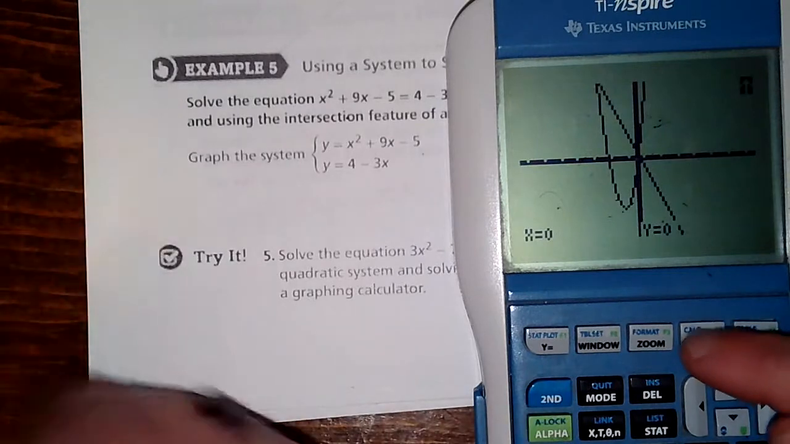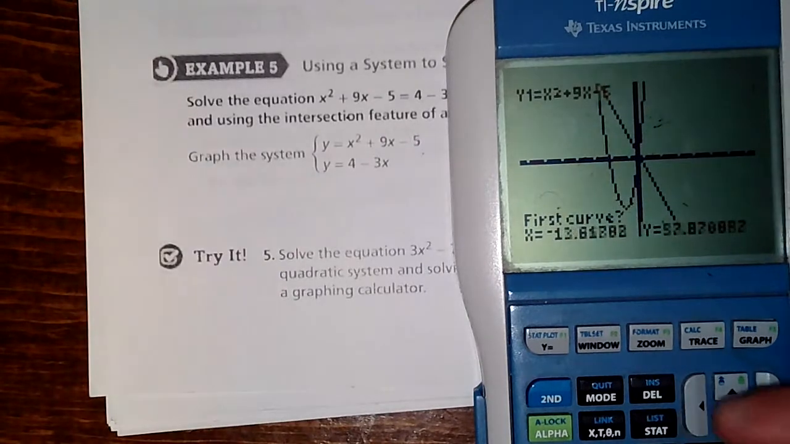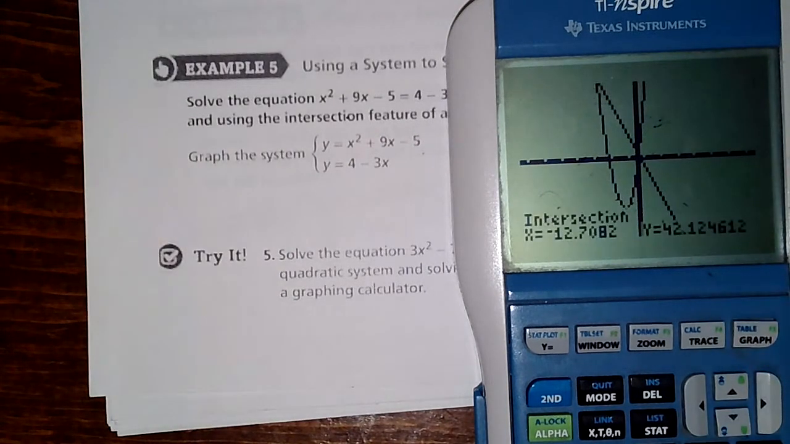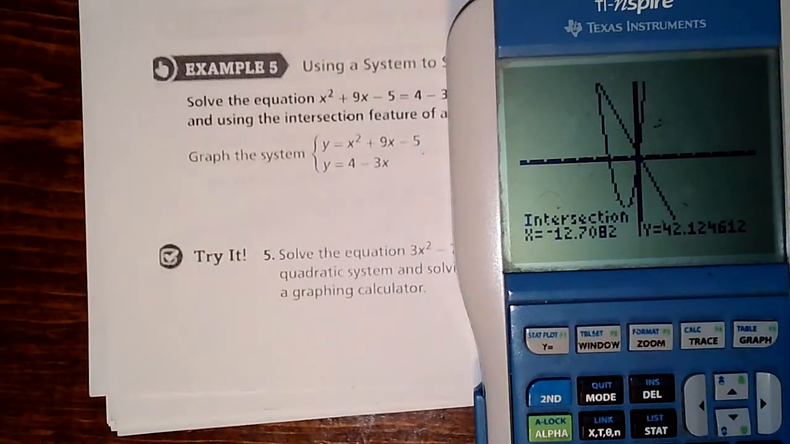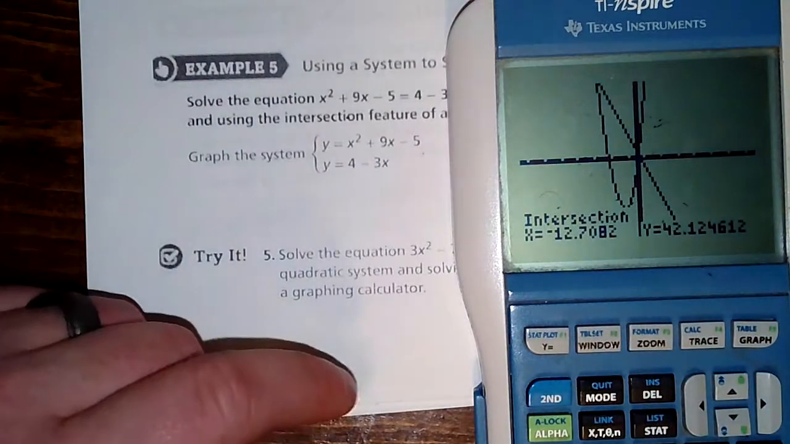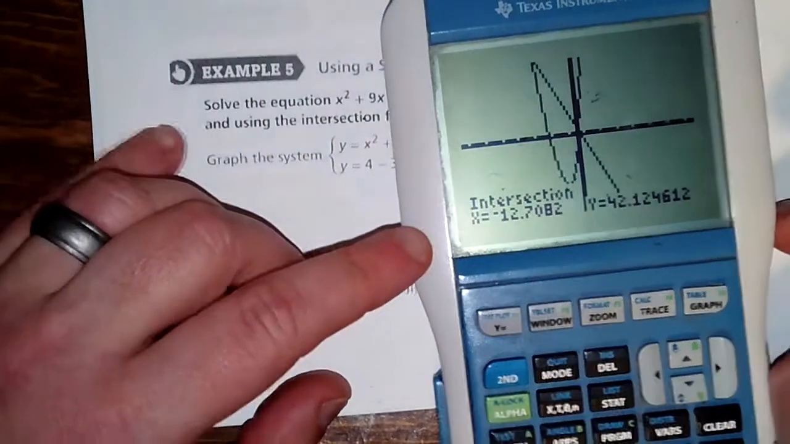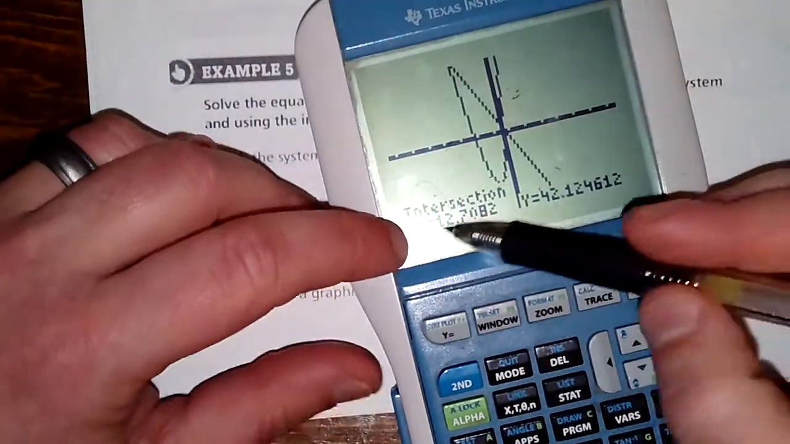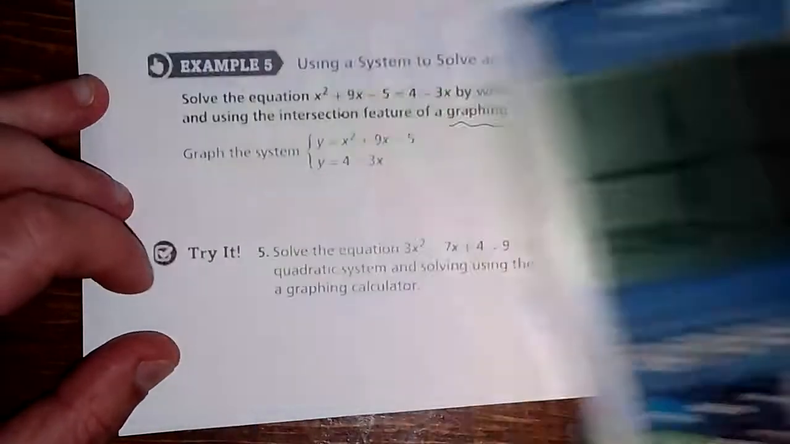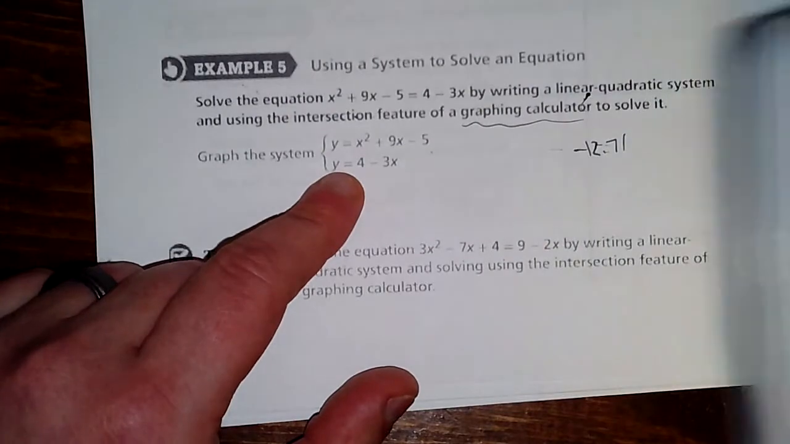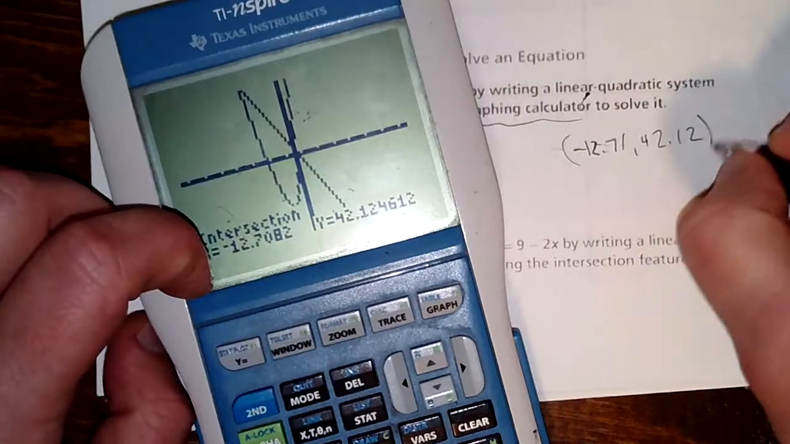So let's go ahead and do our intersection. So second trace, intersect, and let's just start over here and see if it can pick up this one that's over here. And it can. So we get this value here. And like I said, expect decimals on these. When they're telling you to use a graphing calculator, they're doing it for a reason. Does it tell us what to round to? It does not. So let's go ahead and just go 2 decimal places. So this one is at negative 12.71. And since it is a system, we should include the y value too. So 42.12. So that's one of the solutions.